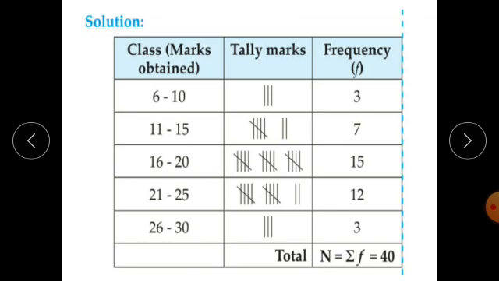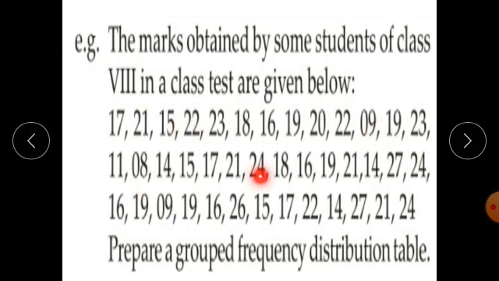So in this method we prepare a table having three columns. First is for score, second is for tally marks and third one is for frequency. So in the first column the data is classified into small groups. This is our data.